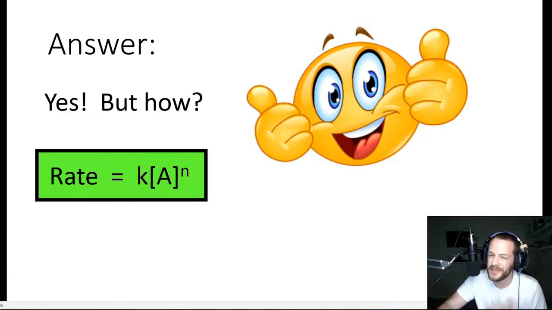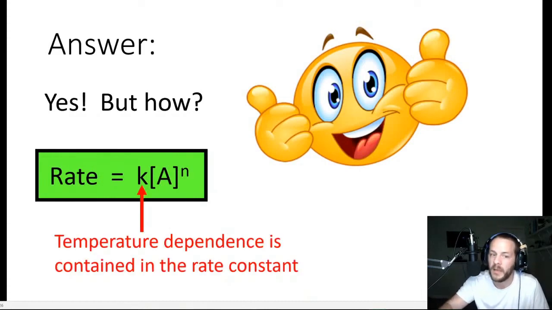Now, the concentration doesn't seem like a likely candidate to include the temperature dependence because concentration generally doesn't depend on temperature, right? If you have like a 12 molar solution of some chemical, and you heat it up, it's still 12 molar. There's nothing about that concentration necessarily that depends on temperature. And so therefore, it must be the rate constant. The rate constant is the factor in this rate law equation that includes the temperature dependence. The temperature dependence is contained in the rate constant.